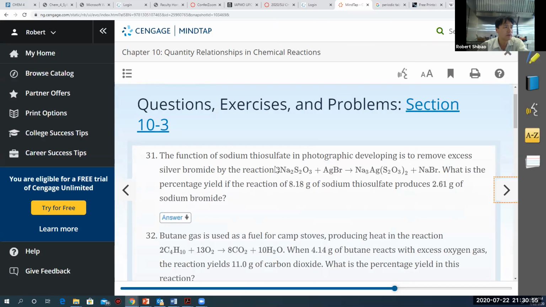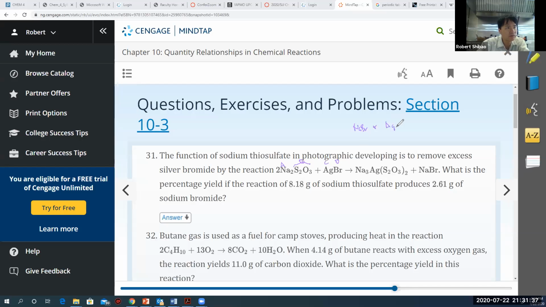The function of sodium thiosulfate in photographic developing is to remove excess silver bromide by the reaction here. This is kind of a weird reaction. To me, I would have predicted different products, because I would have looked at this and said, hey, this is an AB plus CD. A is the sodium ion, B is thiosulfate ion, C is silver ion, D is bromide. So I would have predicted this should form sodium bromide and silver thiosulfate.